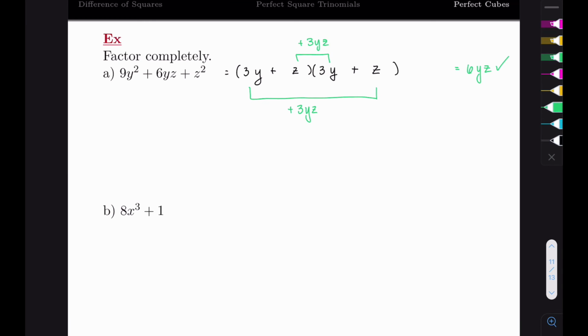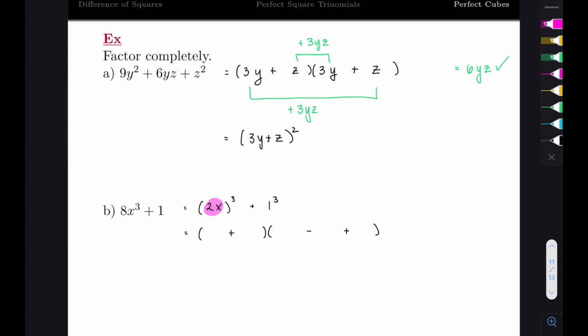So indeed, that is the right factoring, and we can now just write this as (3y + z) squared. Okay. For this next one, the thing I'm going to recognize is there is a cube here. So I've got to use one of my cube formulas instead. And again, I'm going to write that as 2x to the third power, and then 1 to the third power. So setting up our signs, we have the same, the opposite, and always positive.